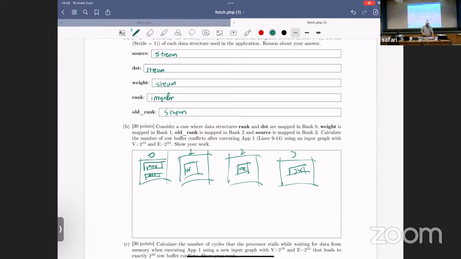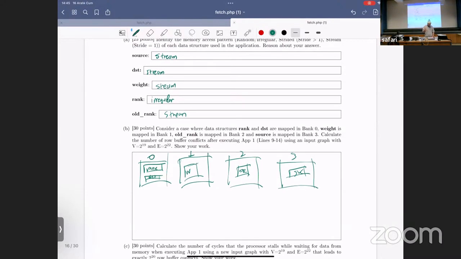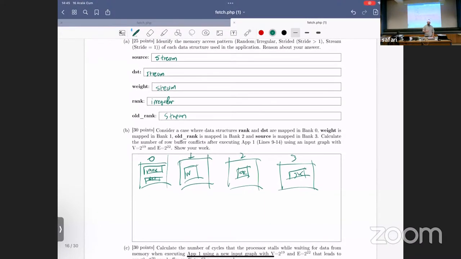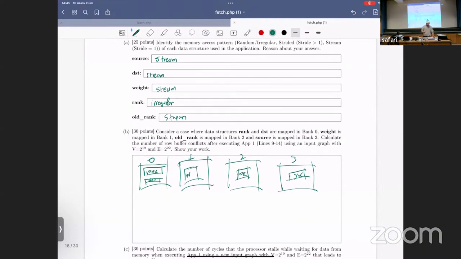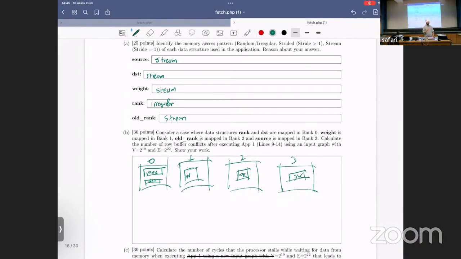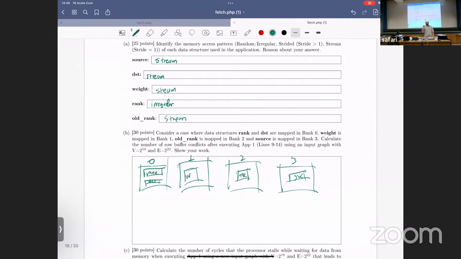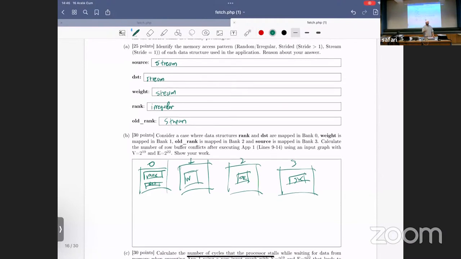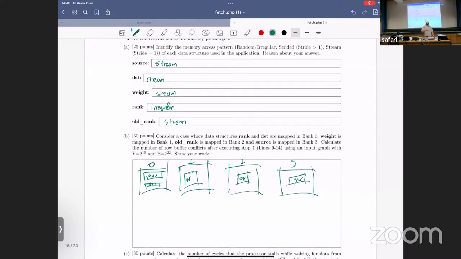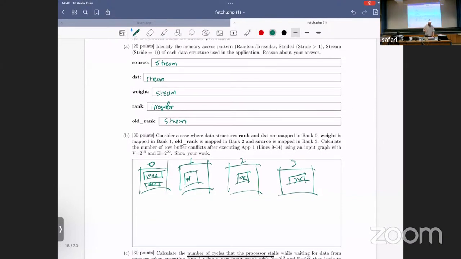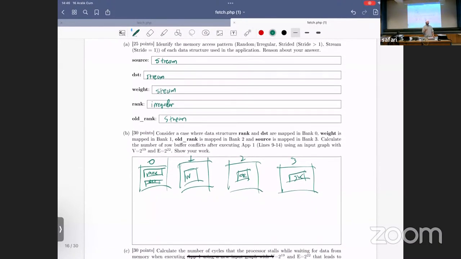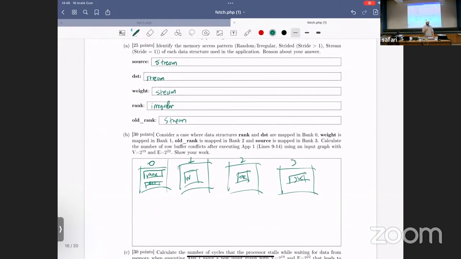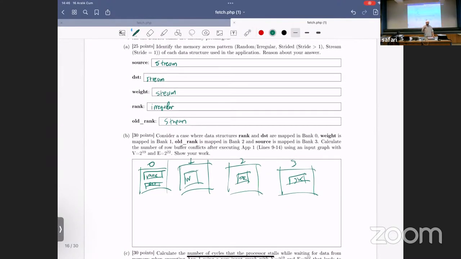It says right now, calculate the number of row buffer conflicts after executing up one using an input graph with 2^19 vertices and 2^22 edges. So first, what is a row buffer conflict? We all know what that is. A row buffer conflict happens when we have an activated row, and for some reason, the memory controller sends a request and it needs to precharge this row and activate another row. This is called a conflict. Do not make the mistake of thinking that a conflict is a miss. It's not the same as a miss. Miss means that we have a precharged row and then we need to activate a row. This is a miss. This is not a conflict.